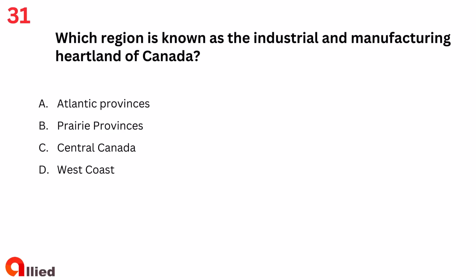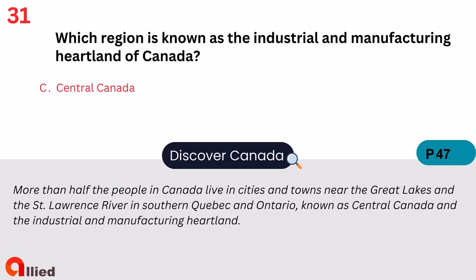Question 31. Which region is known as the industrial and manufacturing heartland of Canada? A. Atlantic provinces. B. Prairie provinces. C. Central Canada. D. West Coast. The answer is C. Central Canada.